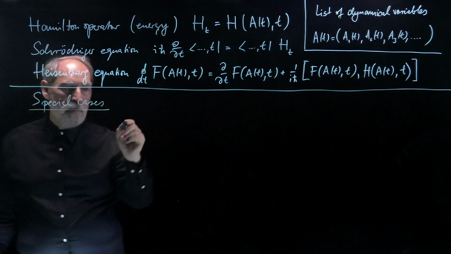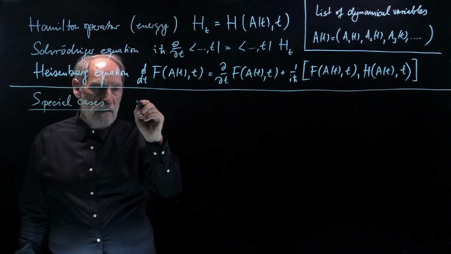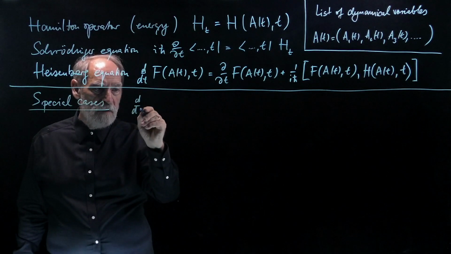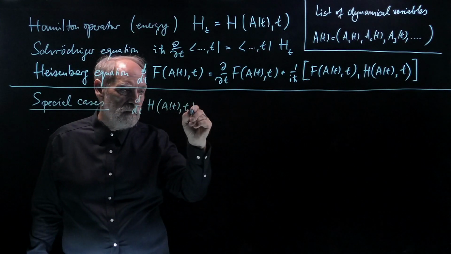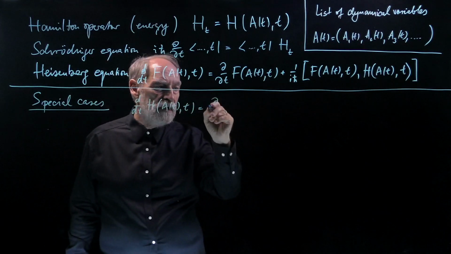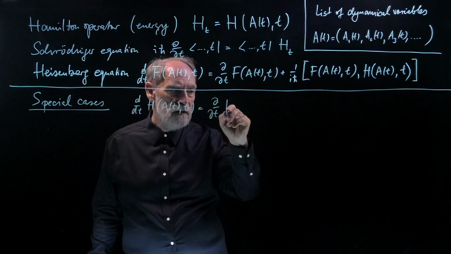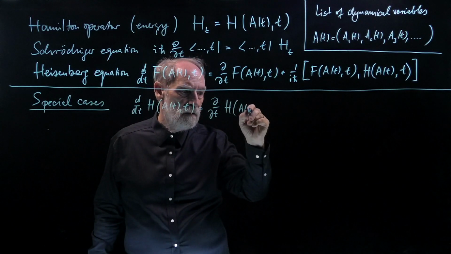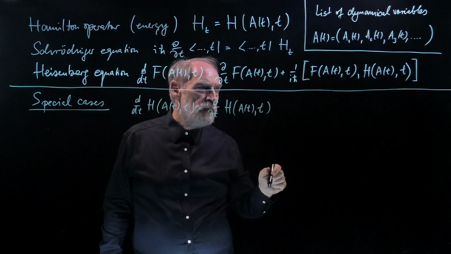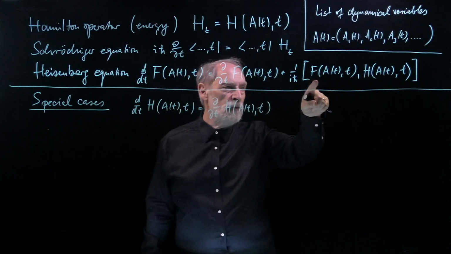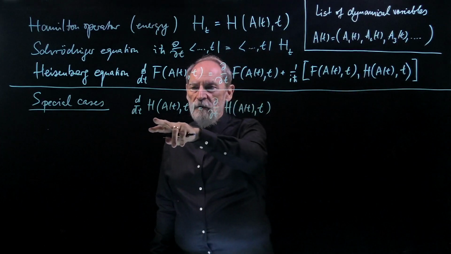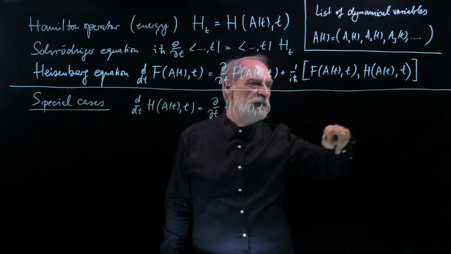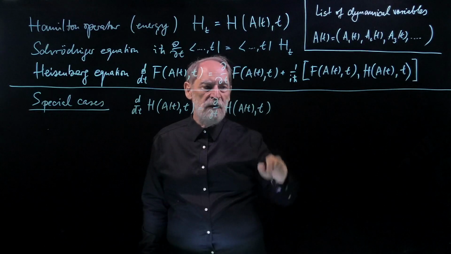First of all, there's the Hamilton operator itself. What's the total time derivative of the Hamilton operator? Okay, so surely there's the parametric time dependence. And then there is the commutator with the Hamilton operator, but the commutator of the Hamilton operator with itself is always zero. So it stops here.